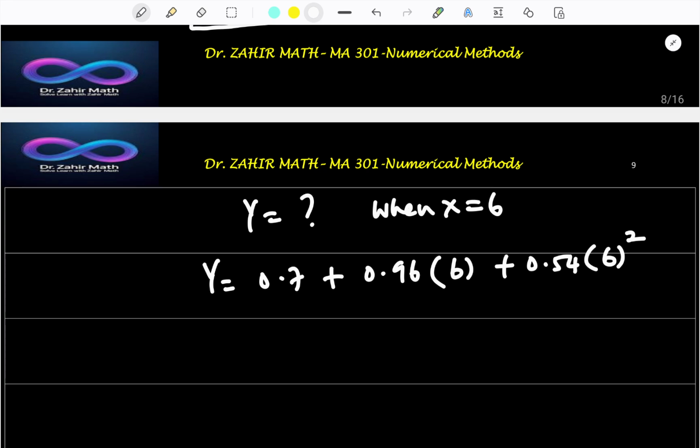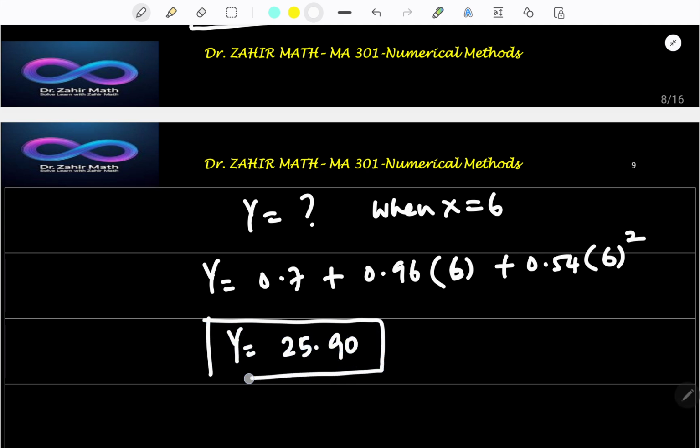Let us put it in the calculator. Okay, right. I'm searching for the calculator. Sorry. 0.7 plus 0.96, bracket open, this is 6, it is not B, it is 6. Close the bracket and then plus 0.54, bracket open, 6, bracket close, square. I get 25.90. So I'm getting y equals 25.90.